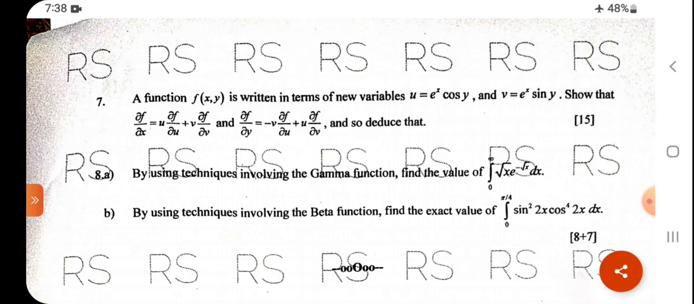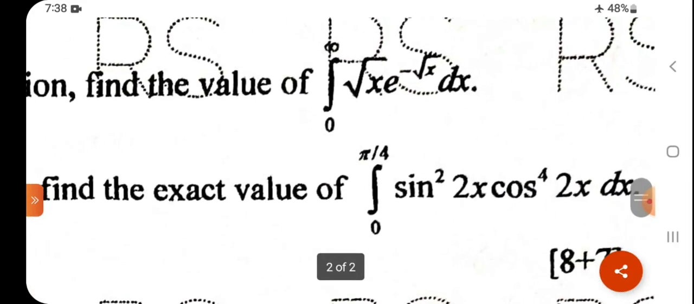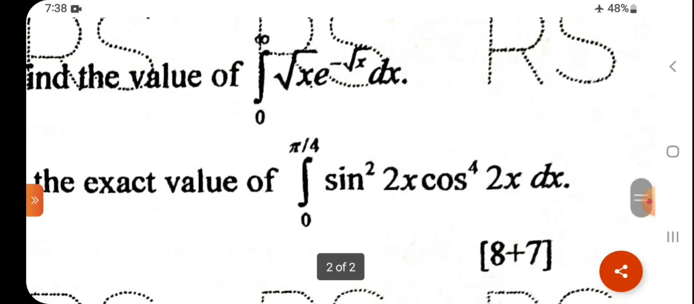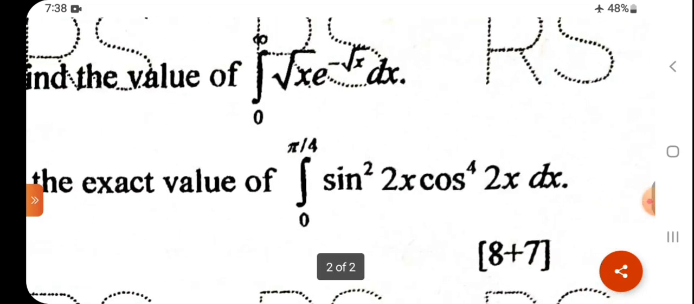Eighth b bit: by using the techniques involving the beta function, find the exact value of the integral 0 to pi by 4. Here it is given sin square 2x and cos square 2x. Sin square theta can be taken as (1 minus cos 2 theta) by 2. Similarly, cos square can be taken as (1 plus cos 2 theta) by 2.